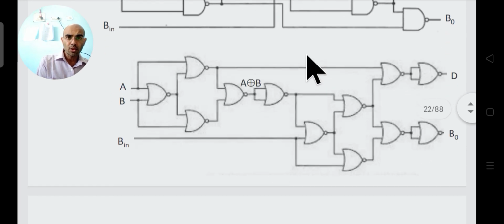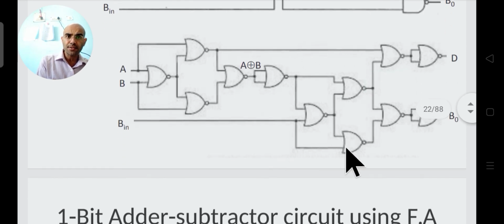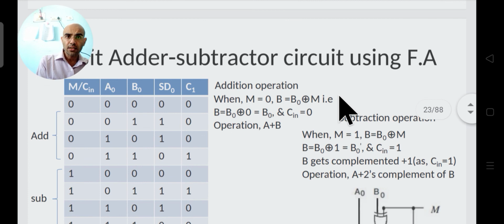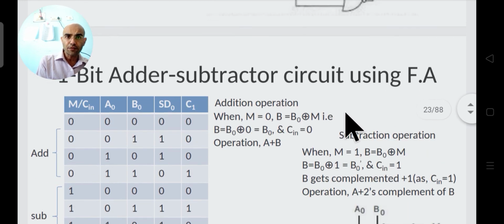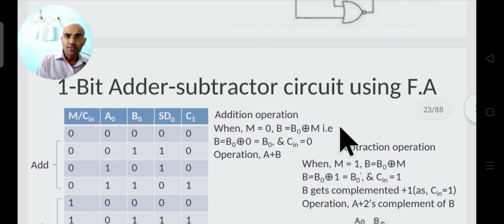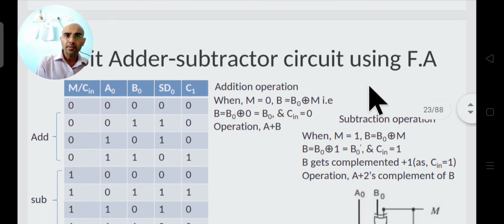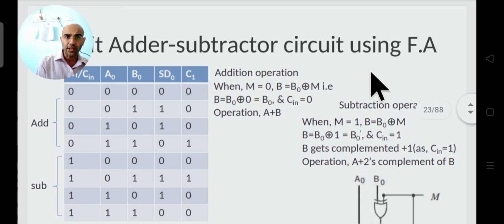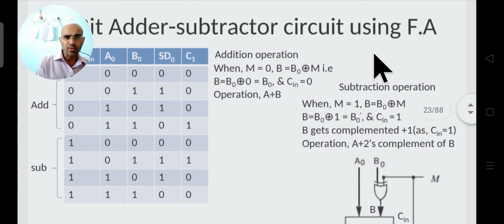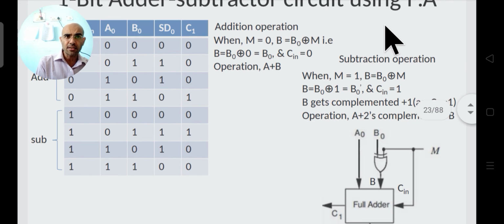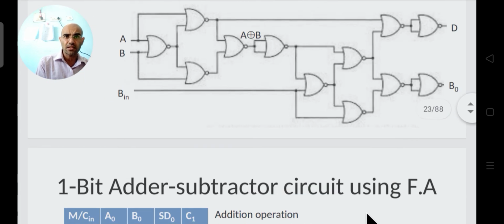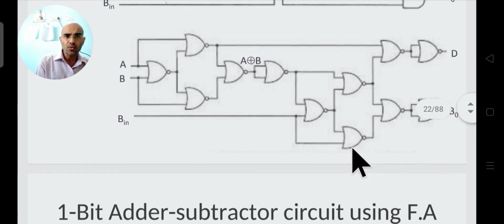So this was all about half adders and full adders. Now the last circuit of today's class: after all this, we want to implement a combined circuit which can perform both addition and subtraction. It is probably going to take some time, so I'll do that in the next class. So this is all for today's class. We'll continue from here in the next class.